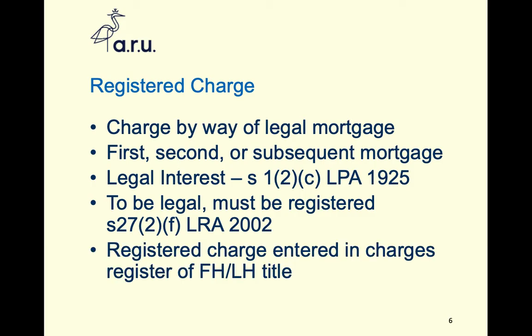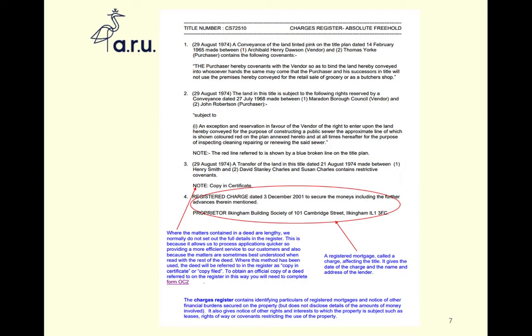It will then appear in the charges area of the register against the freeholder or the leaseholder's title. So it is possible to secure a mortgage against leasehold title. Remember, we might have those 99-year leases, those incredibly long leases that of their nature are of value, and there could be a mortgage held against them as well.